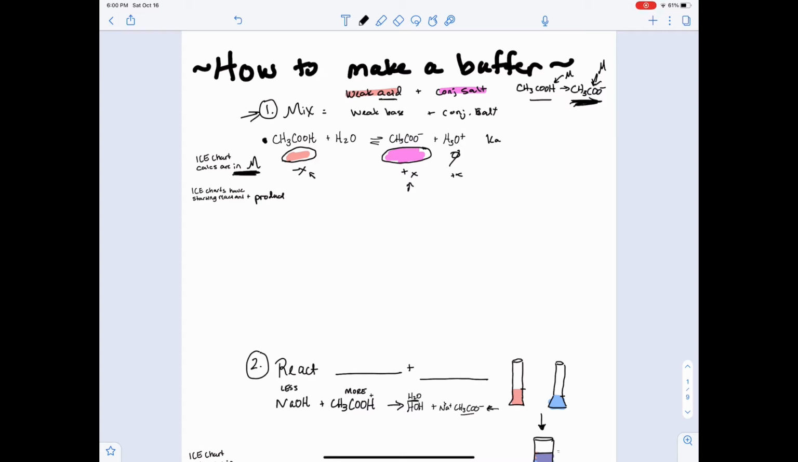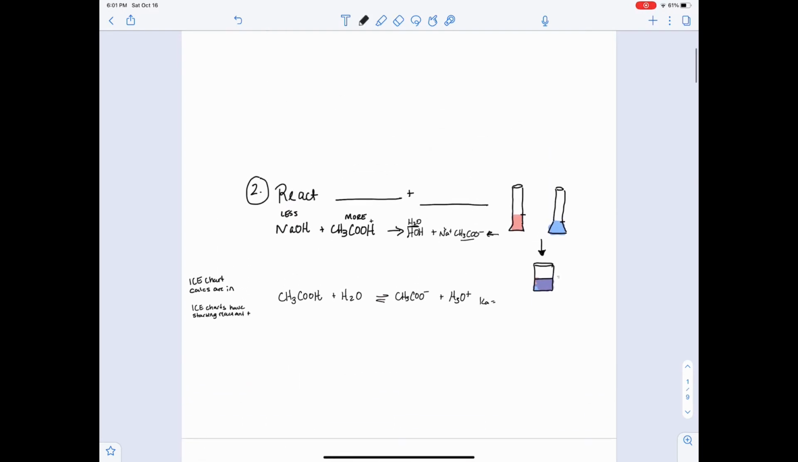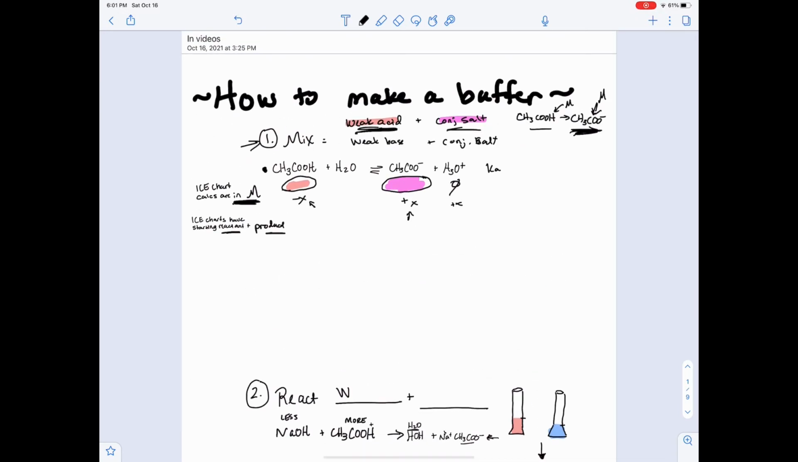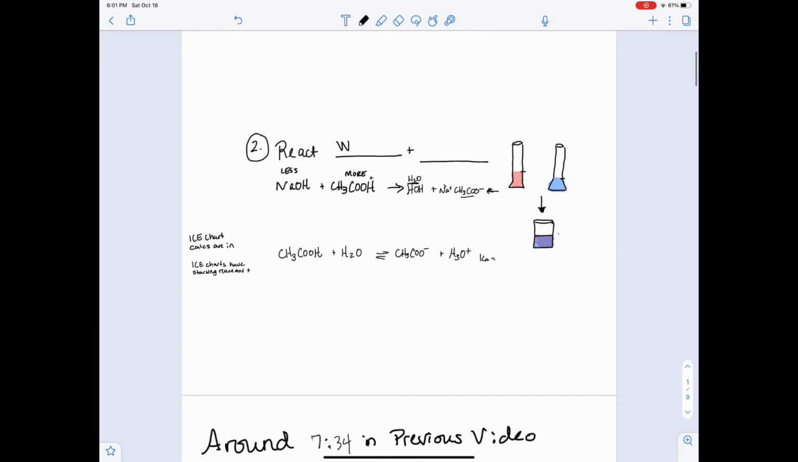And these ice charts, the calculations are in molarity, and notice that they show reactant and product. So the second way is where you react two things together. Notice the other one started with a weak acid and a conjugate salt. This time we're going to do a weak acid and a strong base. That's going to make your salt. Or you can have a strong acid and a weak base. You've got to have a combo, and they're going to do a reaction to make that salt in the earlier equation that we were using. Once it makes a salt, then you have your buffer.